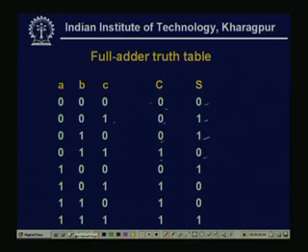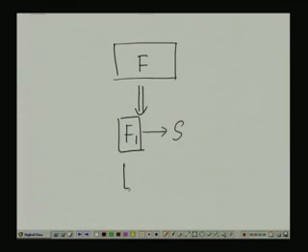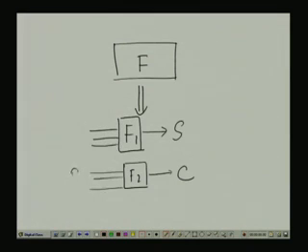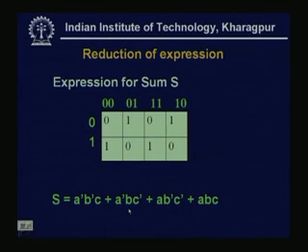Now, again here the system F has been partitioned into F1, sum, and F2, carry. A, B, C are the inputs. So, F1 means that A, B, C are the 3 inputs and the carry is the output, and A, B, C are the 3 inputs and sum is the output, that is my F2. So, again now we draw the Karnaugh map. First we draw the expression for sum.